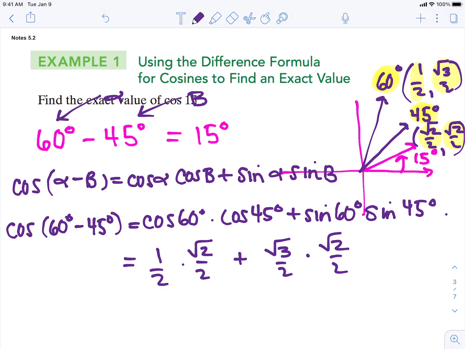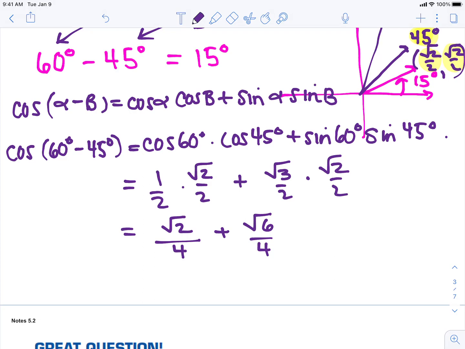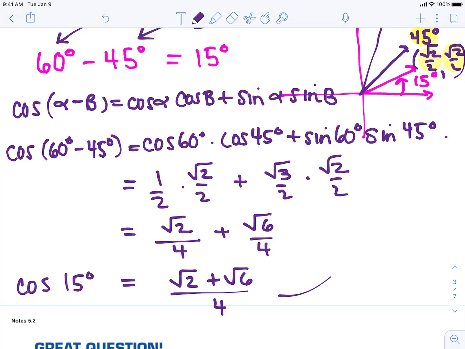Then we're going to simplify. So we're going to multiply those fractions across. So we get the square root of 2 over 4 plus square root of 6 over 4. Those two fractions have like denominators, so we can go ahead and combine those numerators. We get the square root of 2 plus the square root of 6 over 4. So the exact value for the cosine of 15 degrees up here in the pink is now the square root of 2 plus the square root of 6 all over 4.